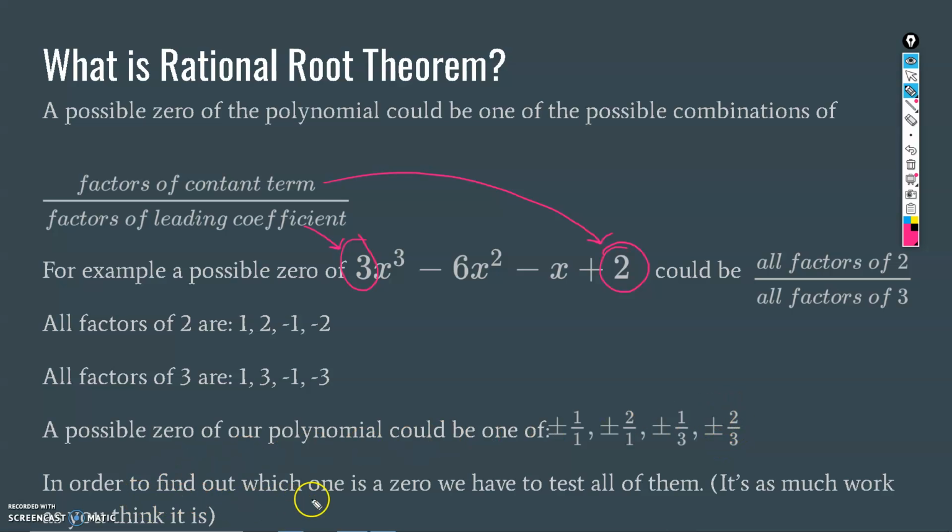In order to find out which one is a zero, we have to test them all. In other words, all of these 8 roots, we're going to have to plug into the polynomial and see which one of them creates a zero. And yes, it is as much work as you think it is. This is not fun. This is going to be a very long process.